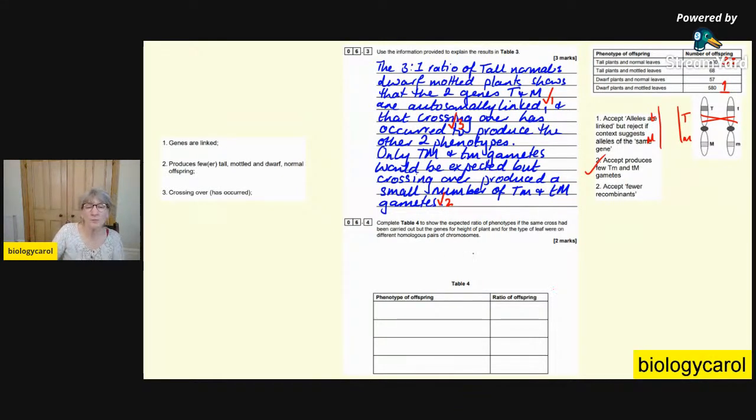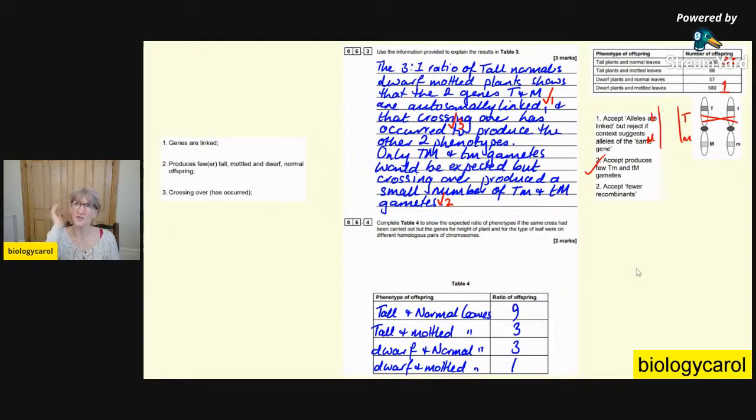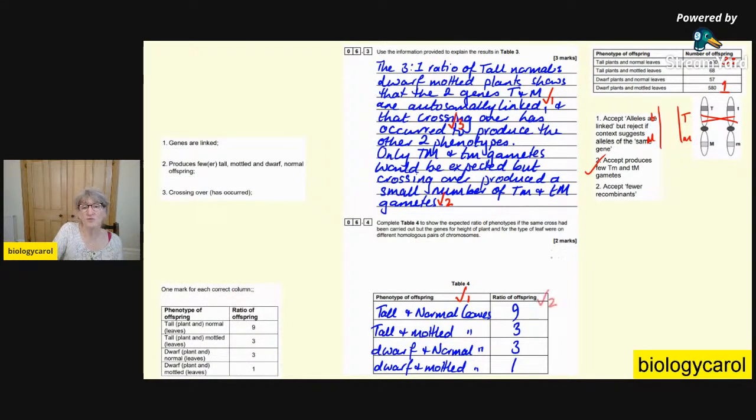Completing table 4, well, we put in all the phenotypes, and this is if they're on separate chromosomes. This would be your classic 9:3:3:1 ratio. And the way to know which phenotype has which ratio is that the 9 is always what I call the double dominant phenotype. The 1 is the double recessive one, and the 3s in the middle are the mixy-uppy ones. And I got both columns right, so I got those answers right.